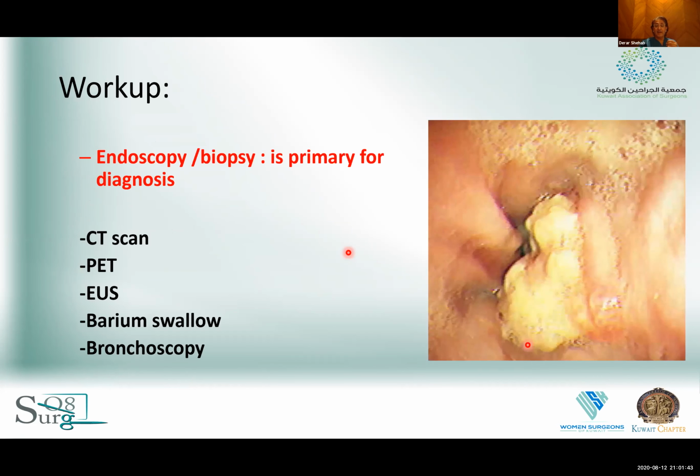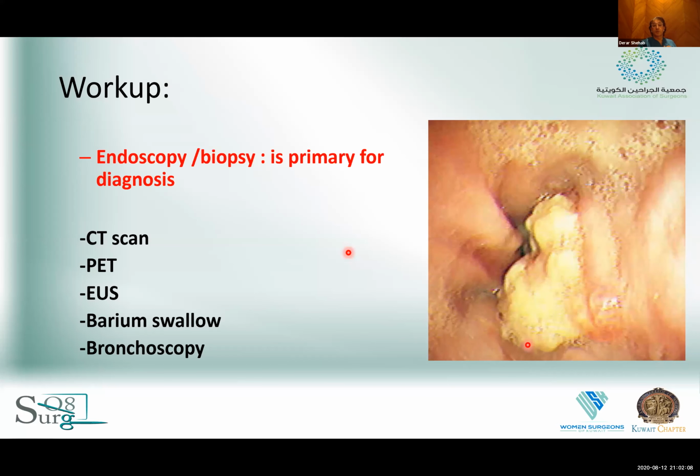So we have to work up those patients properly. And endoscopy and biopsy is probably the cornerstone of the workup, in which we can diagnose, and sometimes we can actually deal with the tumor endoscopically. So the workup is going to be endoscopy and biopsy.